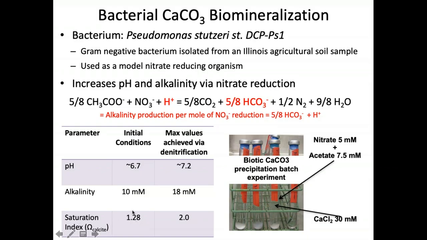So we set up our media at pH 6.7, alkalinity at 10, and calculated the saturation index for calcium carbonate formation at these conditions. I think this corresponds to a 30 millimolar concentration of calcium ions. In the batch experiments, we put in this 30 millimolar calcium ion concentration, and after 24 to 48 hours, when all the nitrate is consumed, we saw that the pH increases to 7.2 and alkalinity increases to 18 millimolar. Then the saturation index becomes high, and that's a favorable condition for calcium carbonate precipitation.